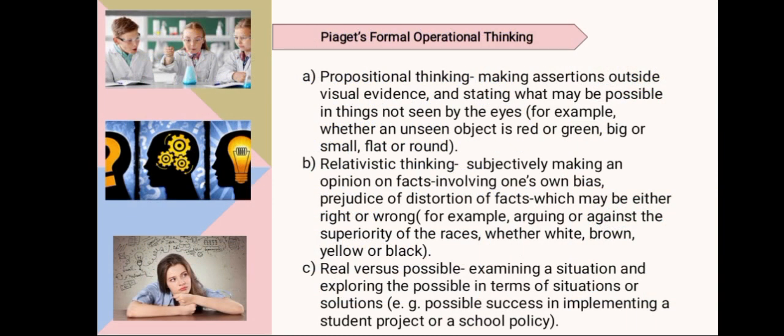That's formal operational thinking. First, we have propositional thinking, making assertions outside visual evidence and stating what may be possible in things not seen by the eyes. For example, whether an unseen object is red or green, big or small, flat or round. And the second one is relativistic thinking, subjectively making an opinion on facts involving one's own bias, prejudice or distortion of facts, which may be either right or wrong. For example, arguing for or against the superiority of the races, whether white, brown, yellow, or black. And the third one is real versus possible, examining a situation and exploring the possible in terms of situations or solutions. For example, possible success in implementing a student project or a school policy.